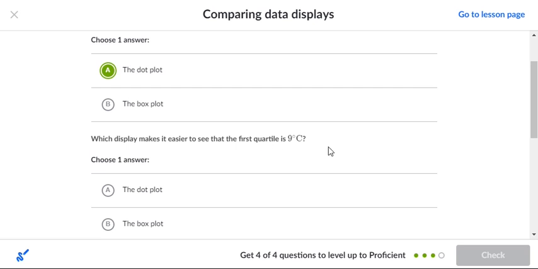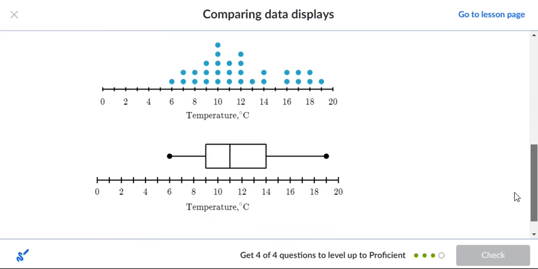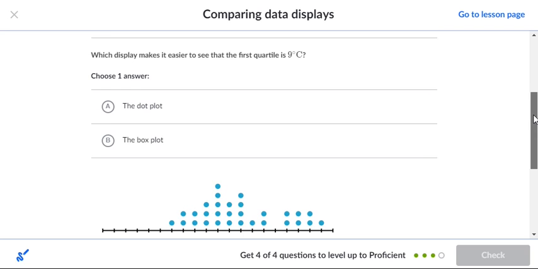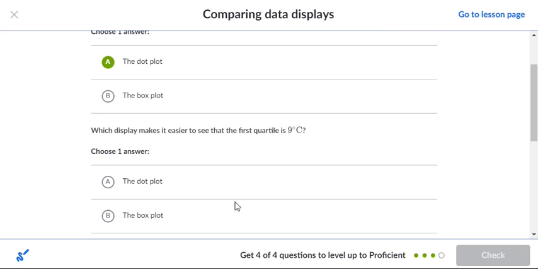Now the next one says which display makes it easier to see the first quartile. Okay, now they're using the word quartile. Quartiles are with box plots, because if you look at the box plot, that's where it starts. That's the lowest number, that's the highest number. This is the median, the middle number. These are your quartiles. Your quartile is between your low number and your middle number, so the quartile here would be 9. This is another quartile, between your middle number and your highest number, and this quartile would be 14. So since they use the word quartile, we would have to go with the box plot.